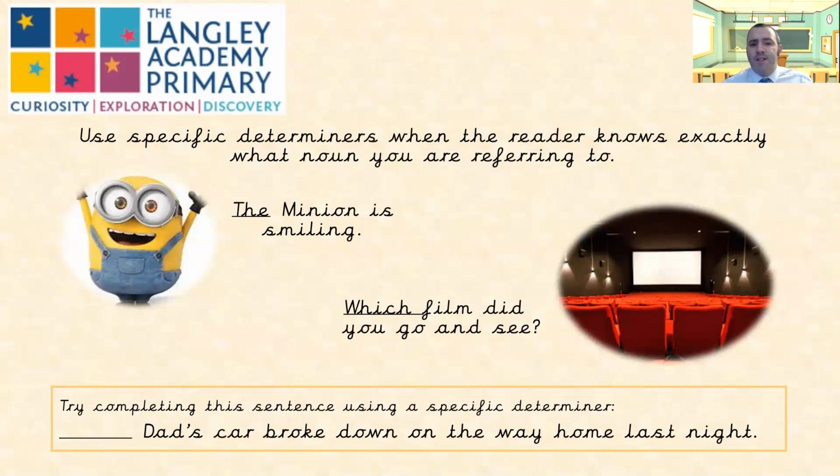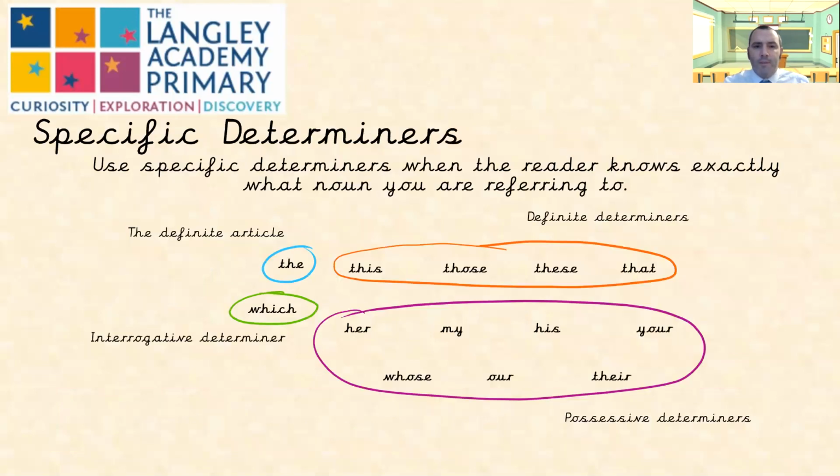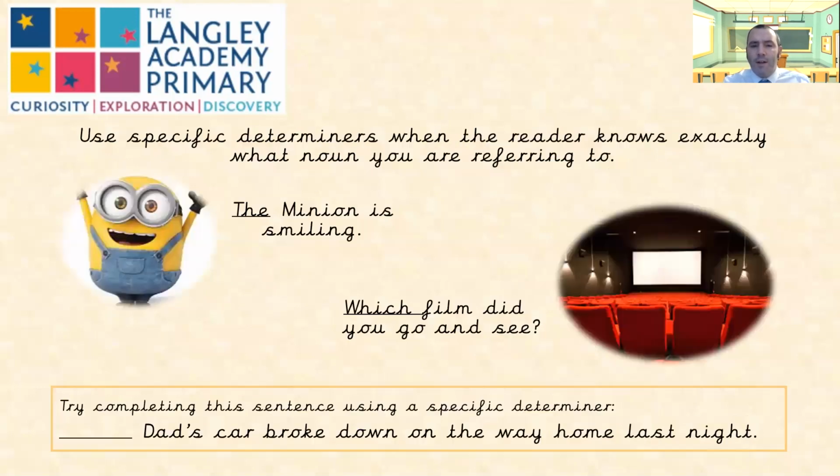Try completing this sentence using a specific determiner. I'll go back to the previous page and put them back up for you and then come back through to this and see if you can work out which one will fit. There's your list of determiners. Here's the sentence again. Have a go now.